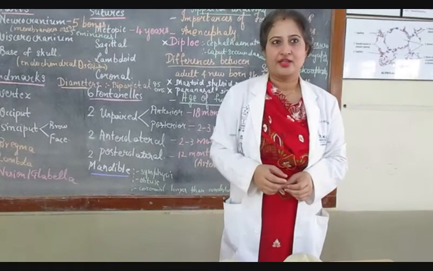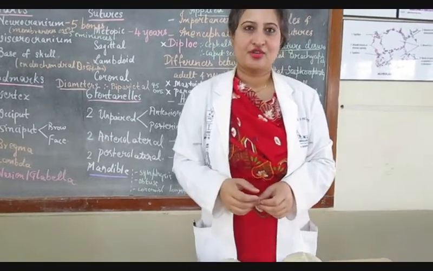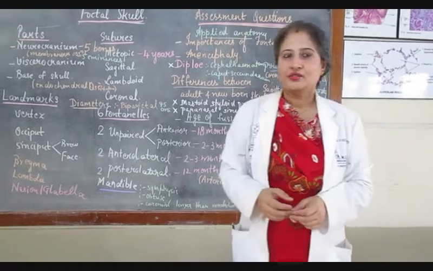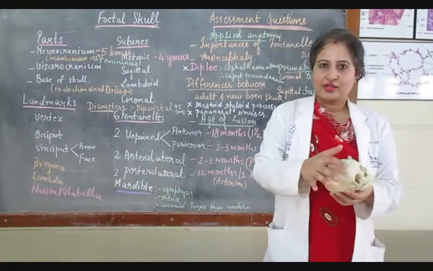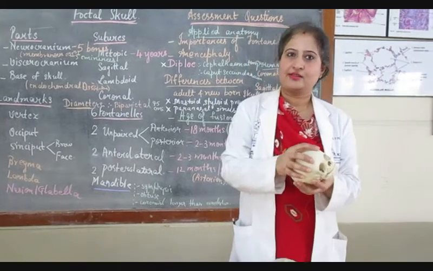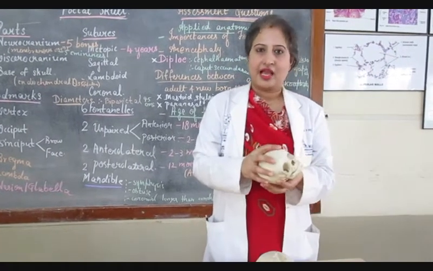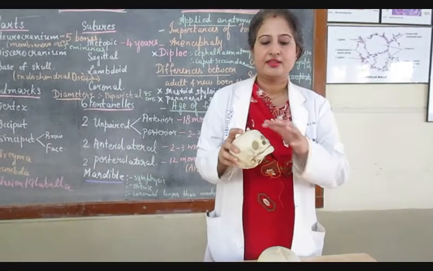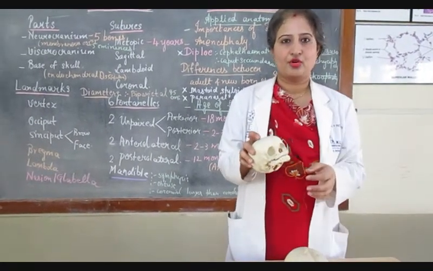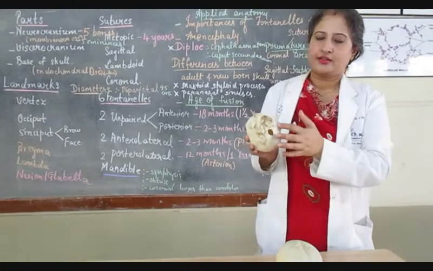Dr. Sheetal Patanjali, and I'm taking the demonstration of the fetal skull today. Now this fetal skull is composed of three entities. One is the neurocranium, which is also called the calvaria or the skull cap, and it is a protective case for the delicate brain. Then the other one is the viscerocranium or the facial skeleton, and the third entity is the base of the skull.